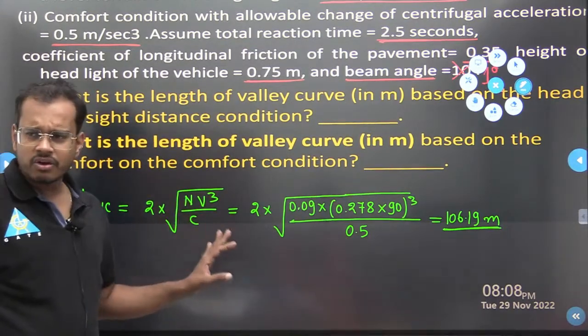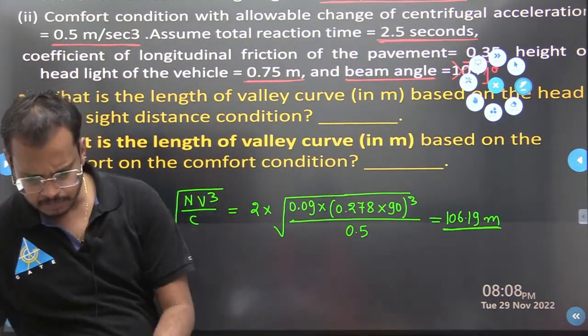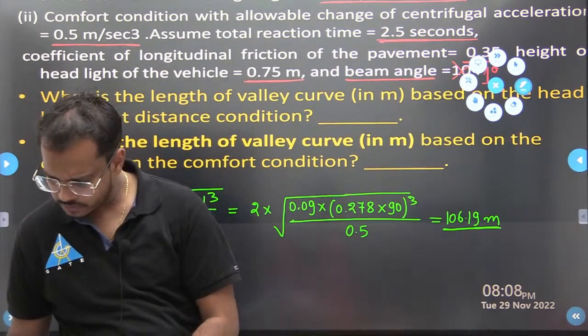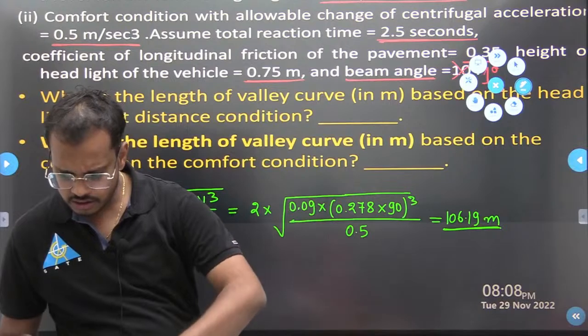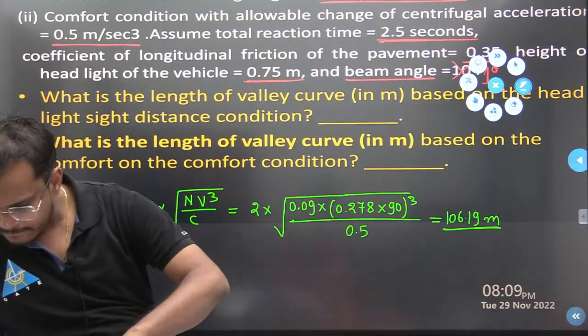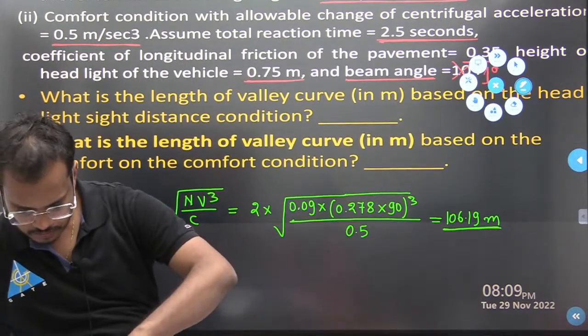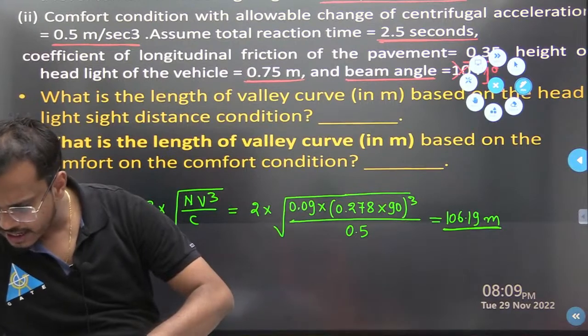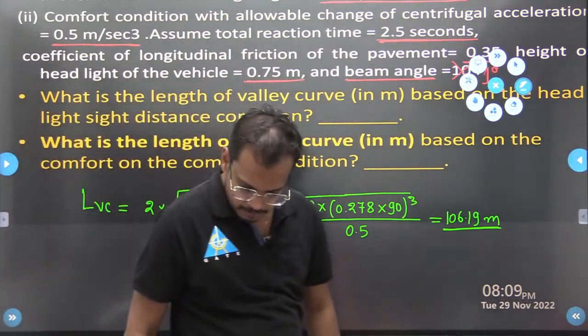Is this formula correct or not? Just wait, please. Yes, the formula is totally correct. I think 2 multiplied by the square root of N V cube by C.